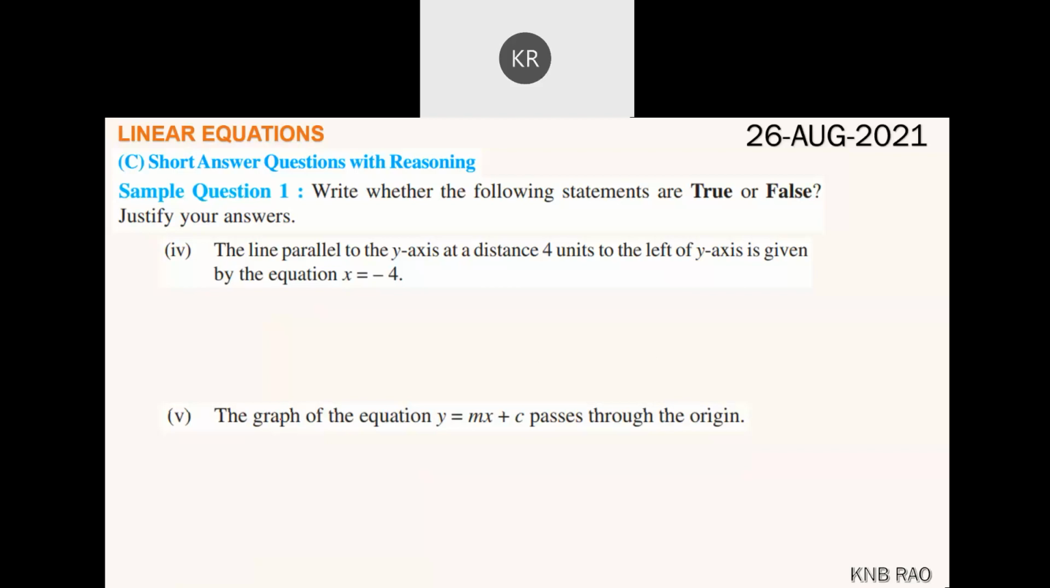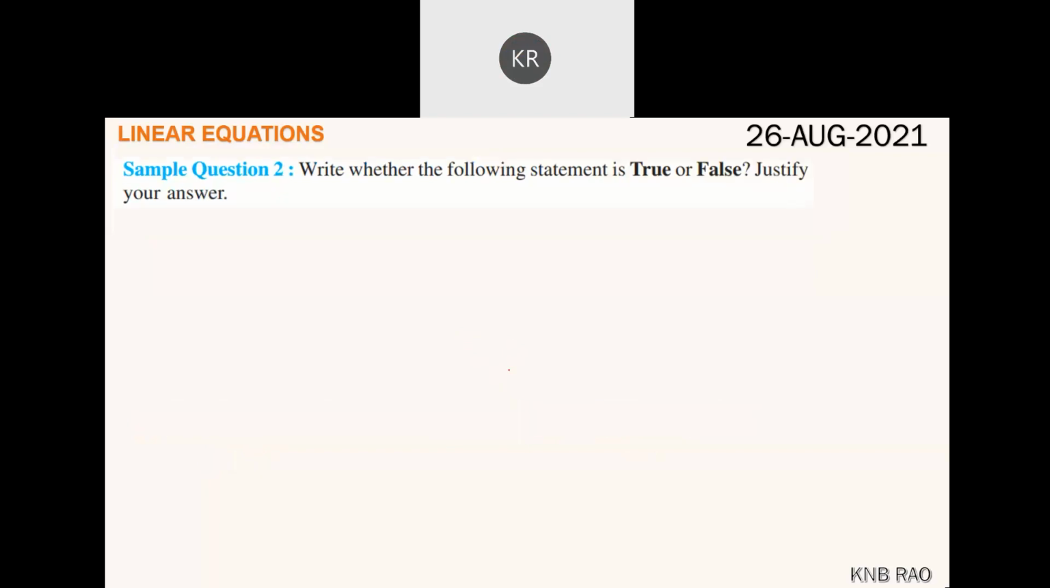The last question. The graph of the equation y equals mx plus c passes through the origin. Very important question. Is it passing through the origin? False. Because it has the constant term, it will never pass through the origin. Okay? Very important question. This is the knowledge that I want you to know. Such questions are not there in our textbook.